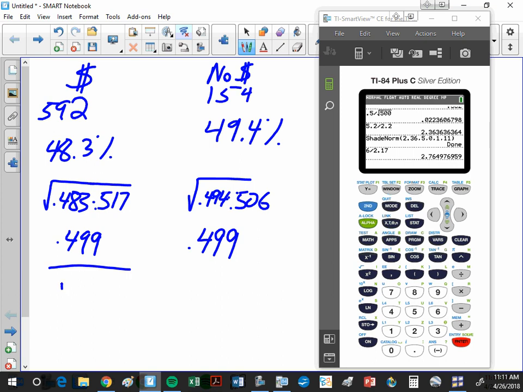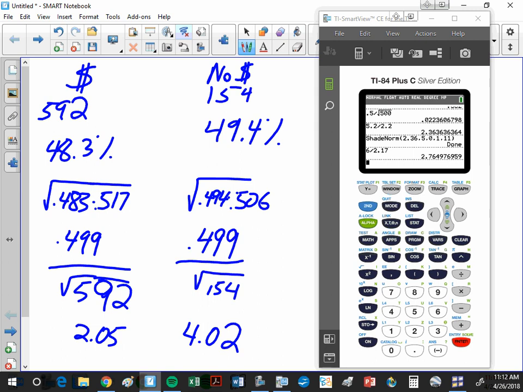So when I divide this by the square root of 592, what do I get? 2.05, and I'm going to divide this one by the square root of 154. What is it? Why is this second one so much bigger? We didn't take as many people in that group, which means we're less sure about how accurate 4.94% is.